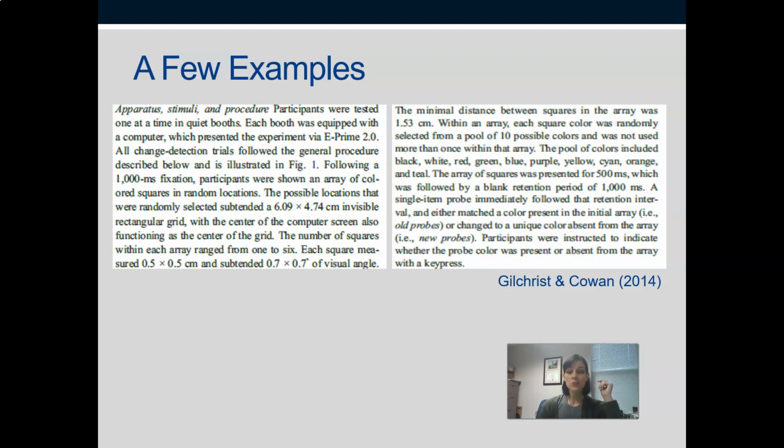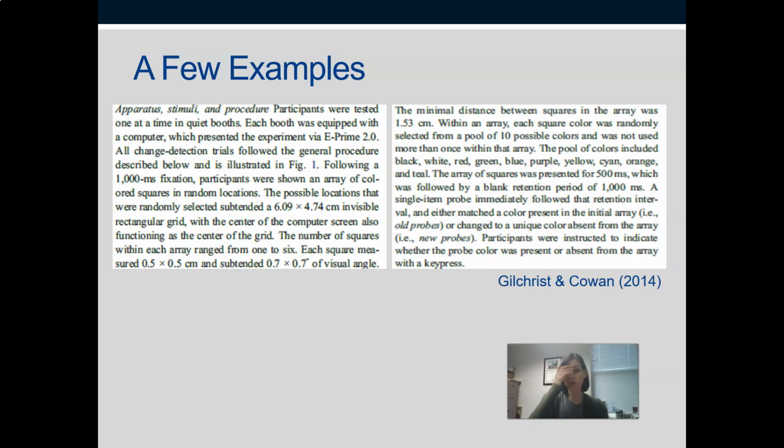The array of squares was presented for 500 milliseconds, which was followed by a blank retention period of 1,000 milliseconds. A single item probe immediately followed that retention interval and either matched a color present in the initial array, old probes, or changed to a unique color absent from the array, new probes. Participants were instructed to indicate whether a probe color was present or absent from the array with a key press. So you can kind of see the level of detail.